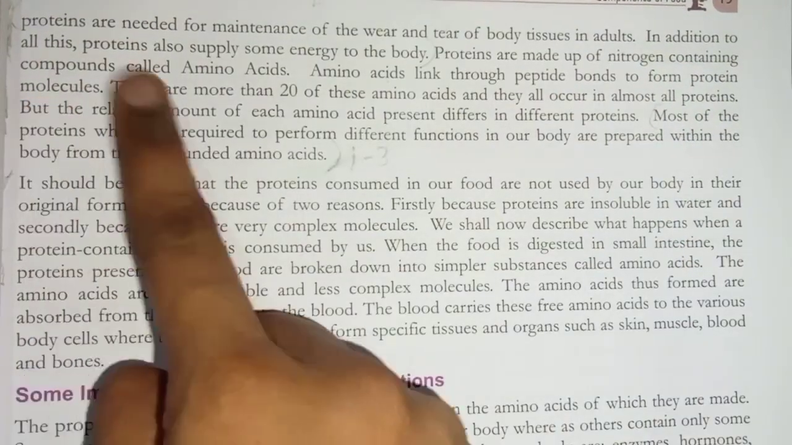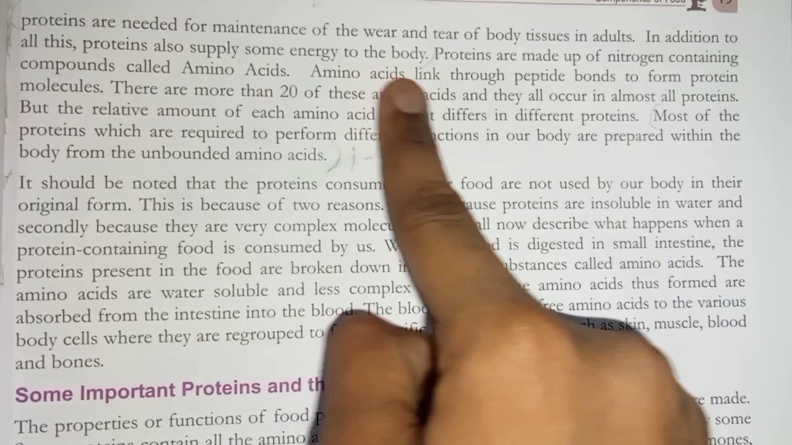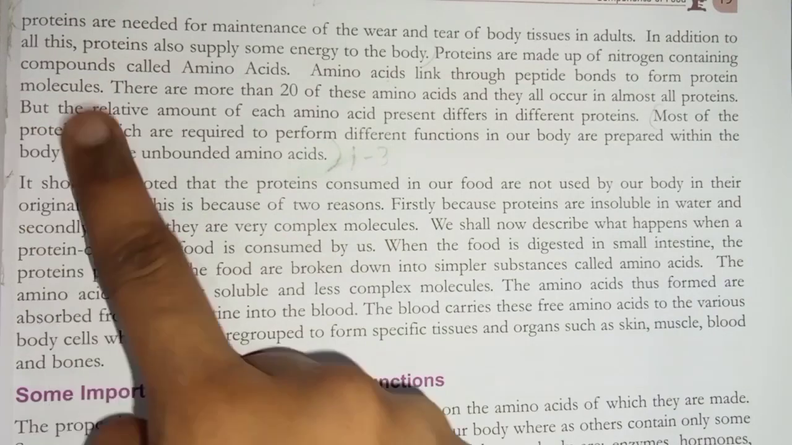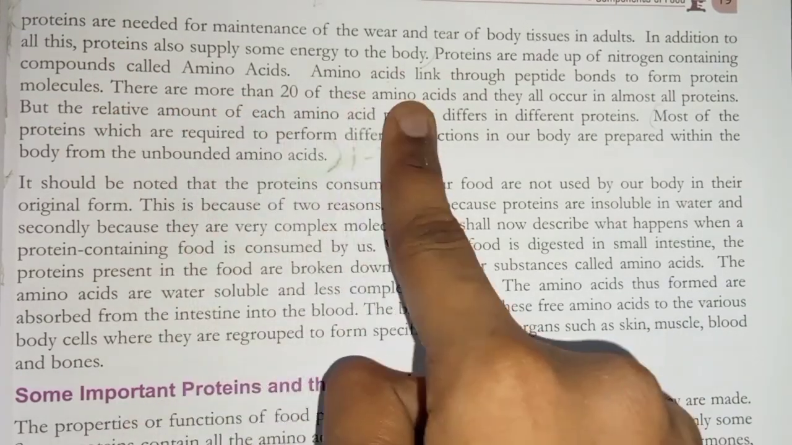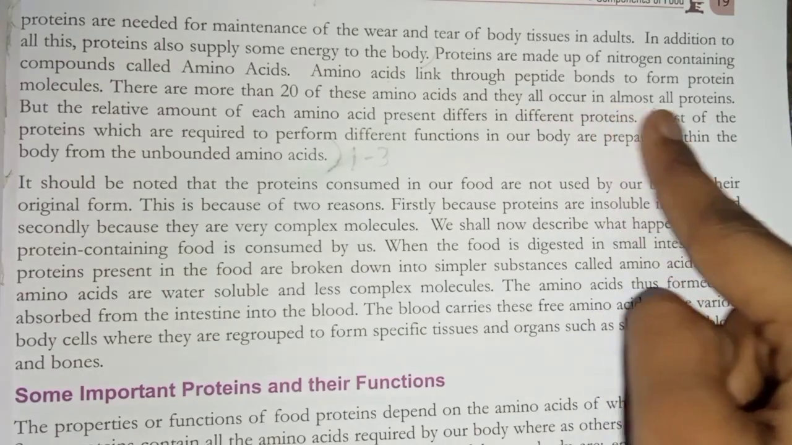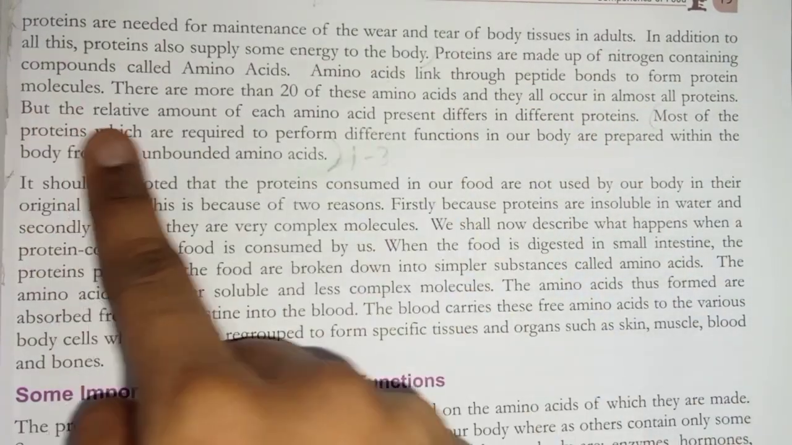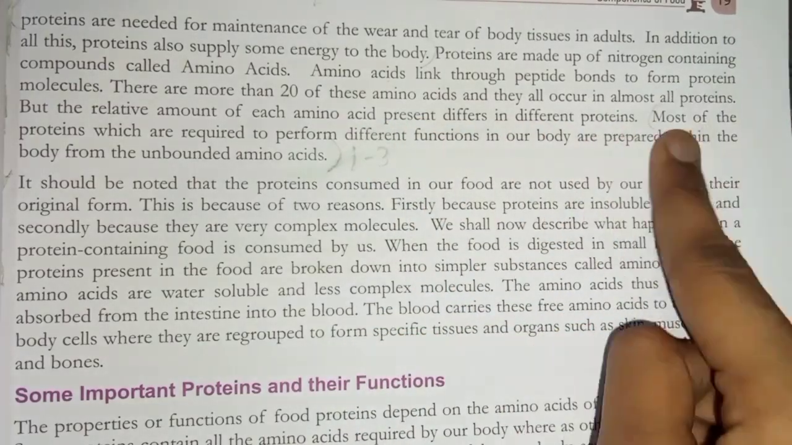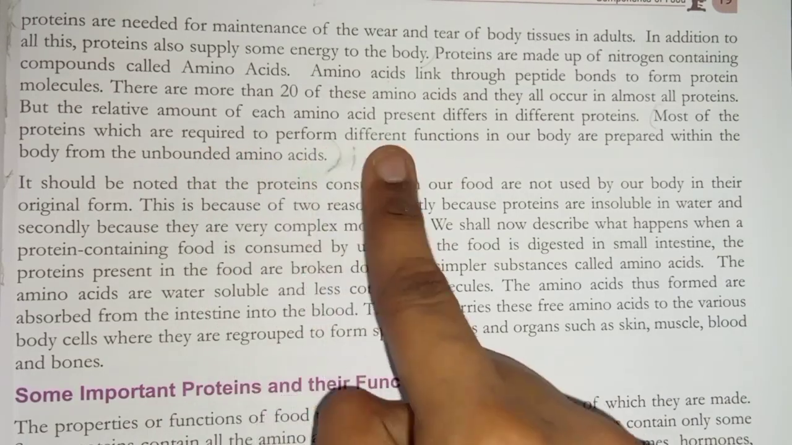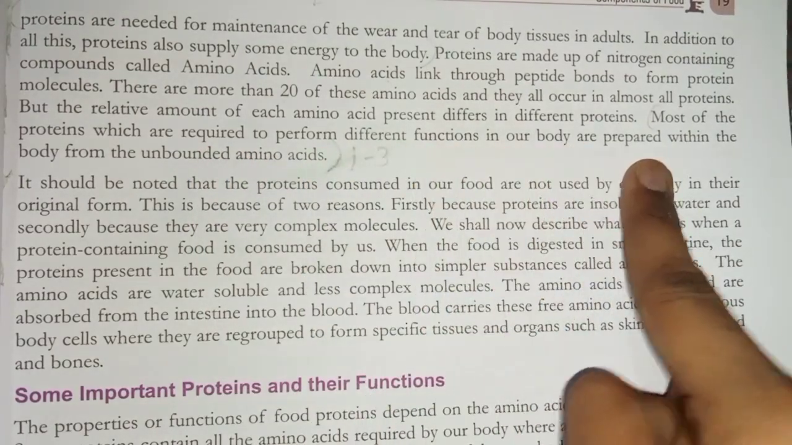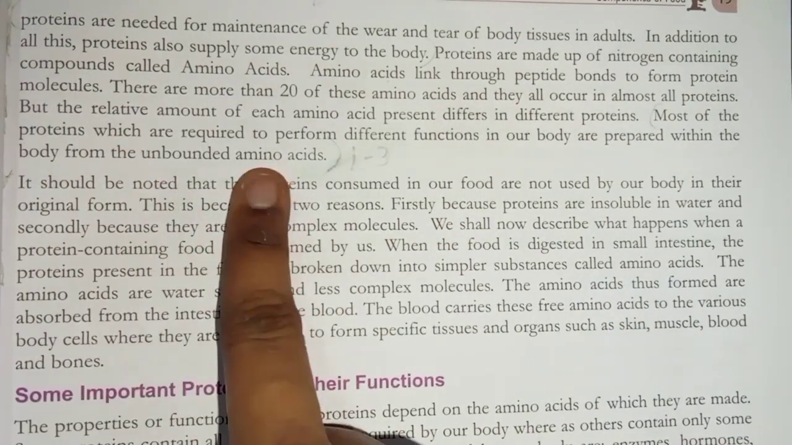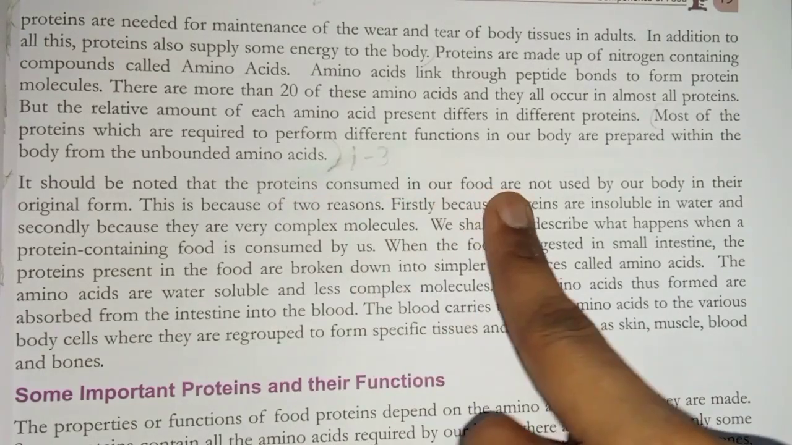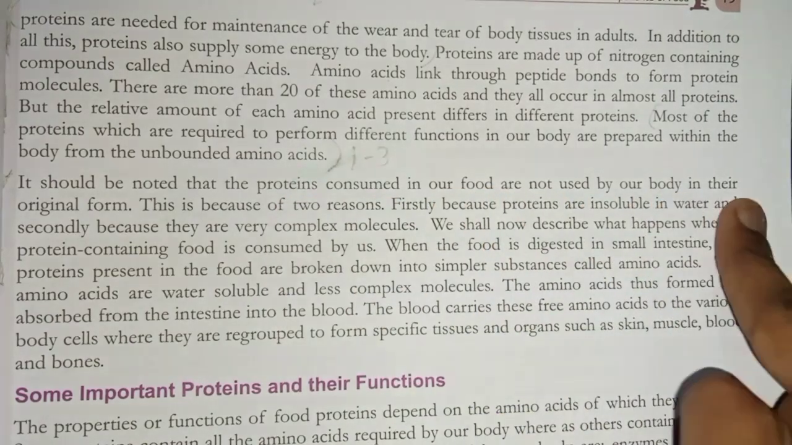Proteins are made up of nitrogen containing compounds called amino acids. Amino acids link through peptide bonds to form protein molecules. There are more than 20 of these amino acids and they all occur in almost all proteins. But the relative amount of each amino acid present differs in different proteins. Most of the proteins which are required to perform different functions in our body are prepared within the body from the unbounded amino acids.